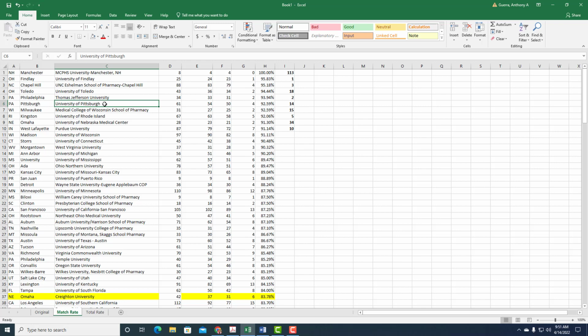Pitt was right behind them. I don't know what's going on there in Pennsylvania. And really, the Ohio Valley. I mean, look at that. Ohio, Toledo, Jefferson, Philly, and then Pittsburgh. Okay. This one is really incredible as well.